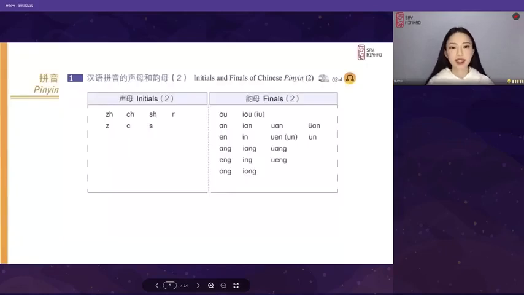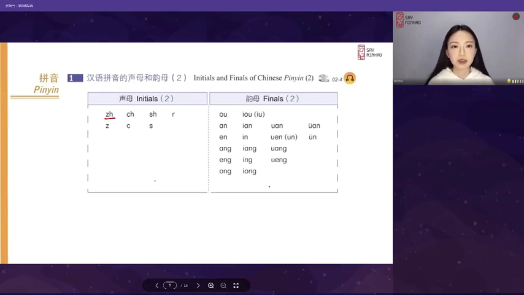We can see here there are initial parts and final parts. In the initial parts, we can see 7 new initials we haven't seen before. First, read after me. First one is 知. Look at the shape of my lips.